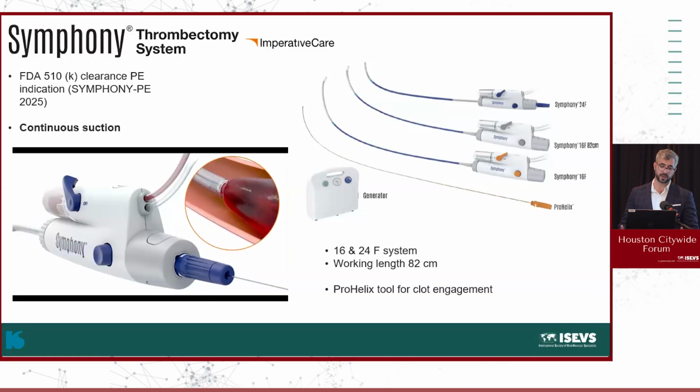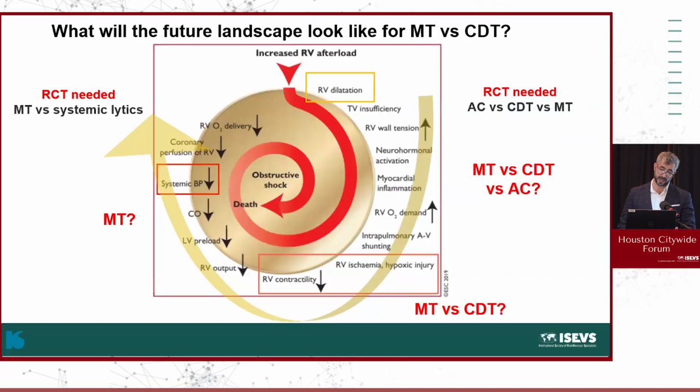And so what will the future landscape look like? I think there's more questions than answers here, but certainly I foresee that mechanical thrombectomy will play a larger role in high-risk PE patients. However, an RCT is definitely needed, particularly when it comes to comparison with perhaps systemic lytics and with safety and efficacy endpoints, but also long-term quality of life outcomes.